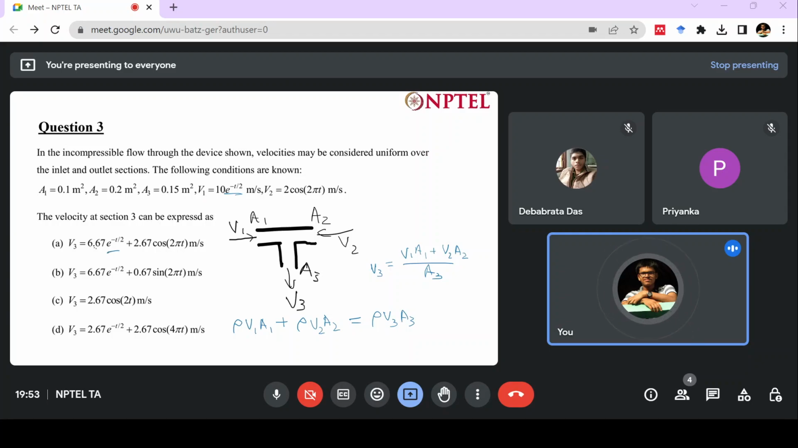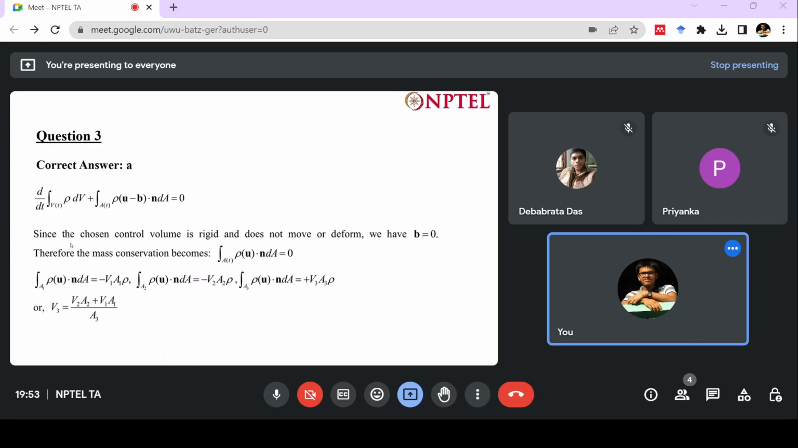So for this exponential function, we have 10 into 0.1, which is 1, divided by 0.15. So this is 6.66. And for the second term, this is 2 into 0.2, which is 0.4, divided by, so it's around 2.5. So the first option is correct. This is pretty straightforward.